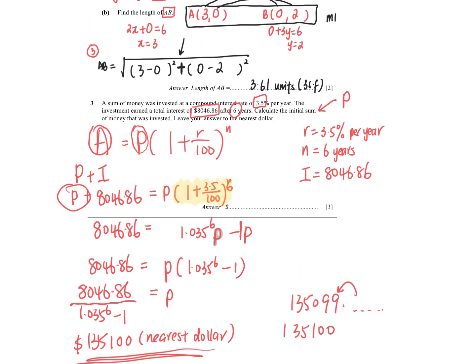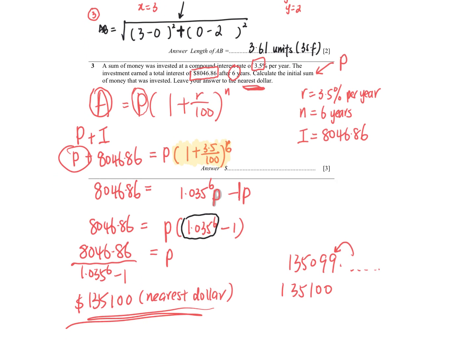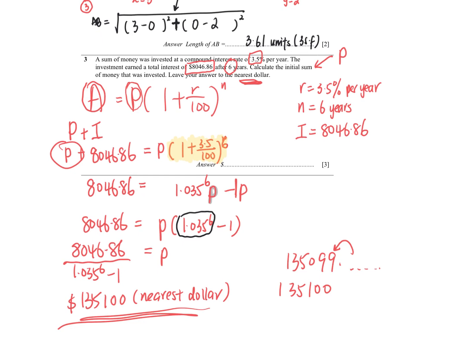Because they say nearest dollar, you need to round off to the nearest dollar. Okay, and then if you round off this one too much, right? Then your final answer will be affected. Your nearest dollar will be different. So use the exact amount so that you don't lose accuracy mark. Okay, so this thing here is just 1.035 to the power of 6.